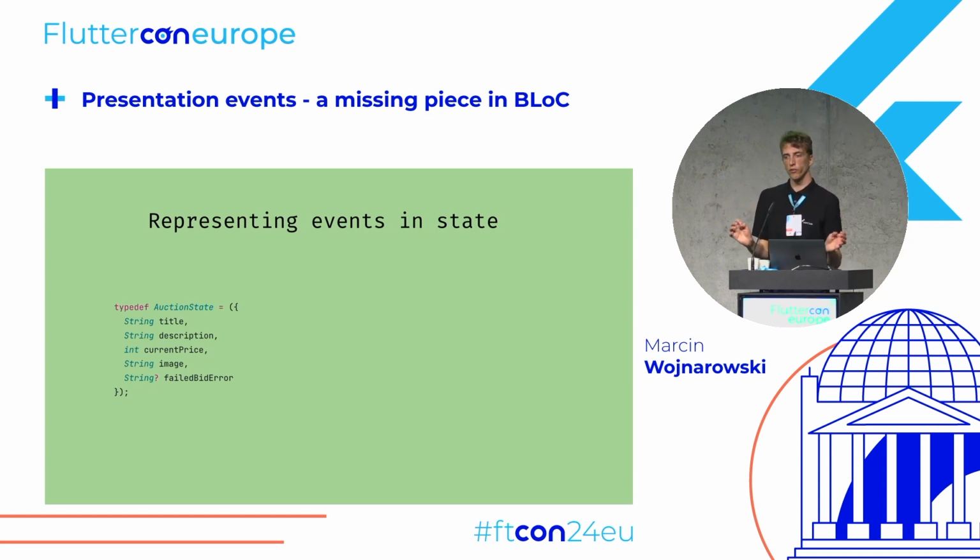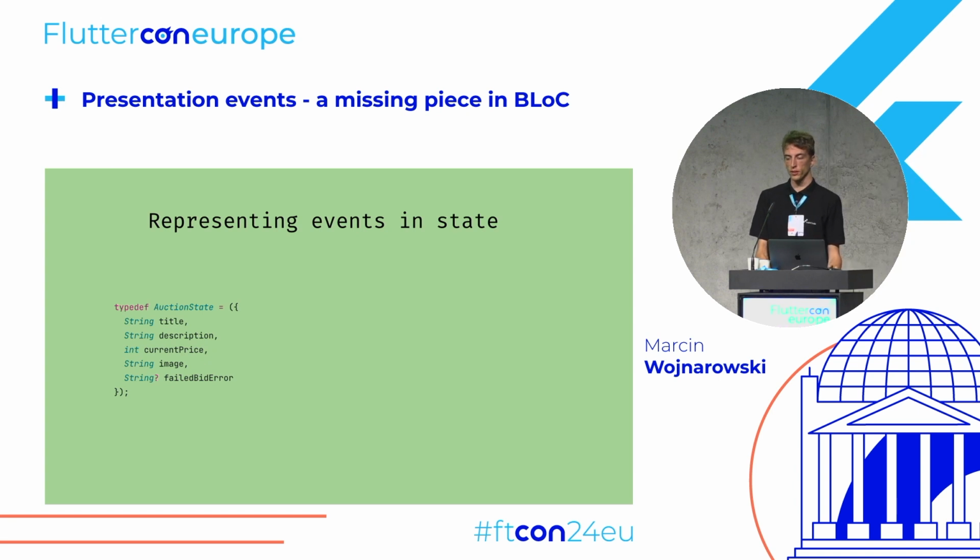However, here it's a bit different, because whenever we fail to bid, we don't want to lose all the information about what was the title, what was the description, what was the current price. We still want to remember that, but we still want to be able to inform somehow the UI that we had an error. So here we have, let's say, failedBidError. And let's say we want to encode it somehow in our state. So one approach would be like here, visible. We just store an extra field that is nullable. So we assume whenever it's null, then nothing happened. But if it's not null, that means there was an error and we should be showing, let's say, a snackbar somewhere on the screen.